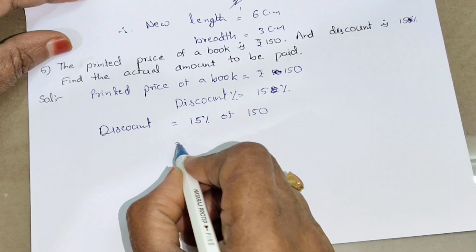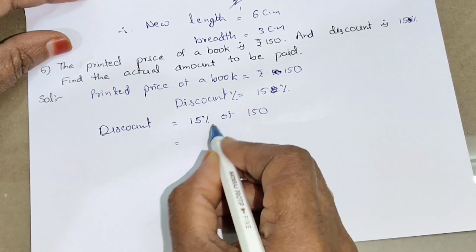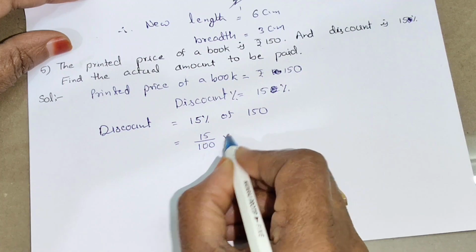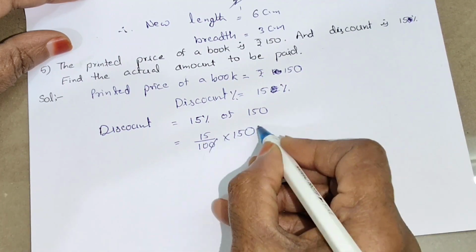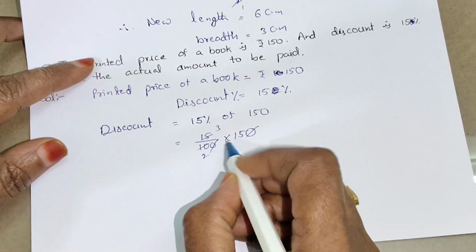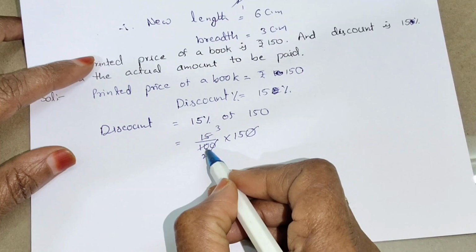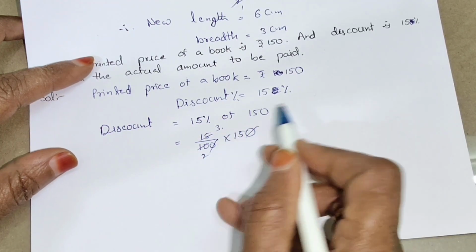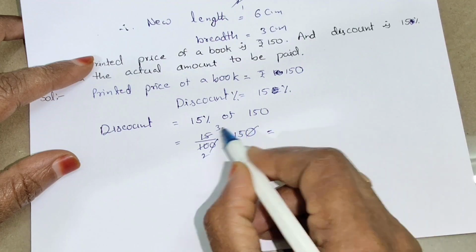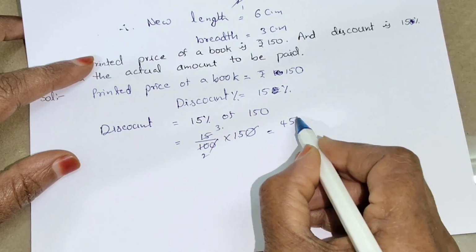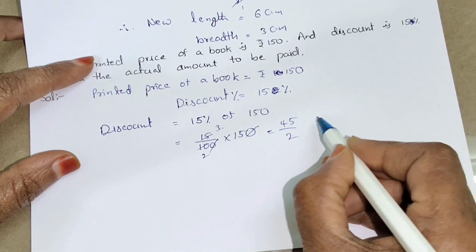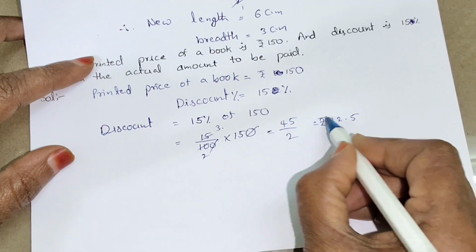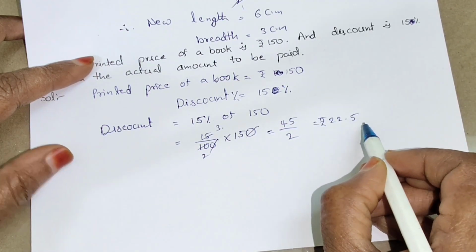Now 15% of 150 rupees. We remove the percentage symbol, so we write 15 by 100 into 150. The zeros cancel. 5 twos are 10, 5 threes are 15. So 3 fifteens are 45 by 2, and 45 by 2 means 22.5. Here the discount amount is 22.5 rupees.